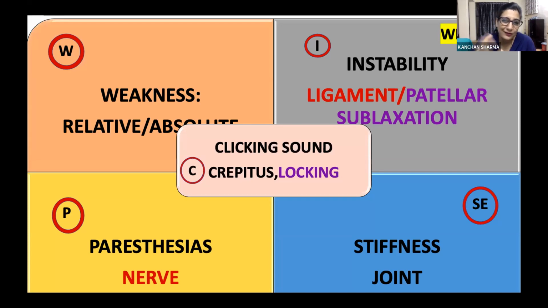Degenerative, usually they'll say 5 to 10 minutes. That is how they will be presenting with the history. And C was for clicking sound. So here you will be able to see the crepitus, and that crepitus will be more if there is an inflammation of the joint. Locking, this is very important in knee. If the patient says, I'm walking and suddenly I feel my knee has got locked, think of meniscus pathology. Very typical history, and especially in knee joint.